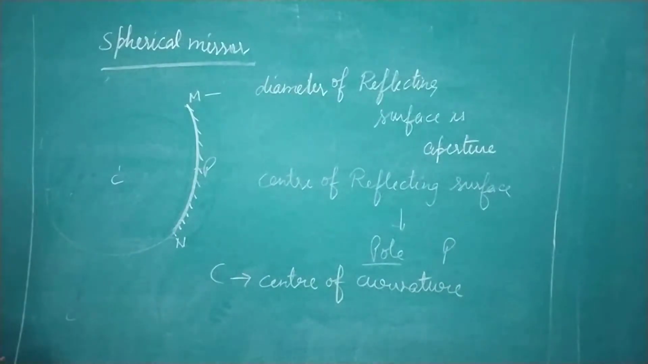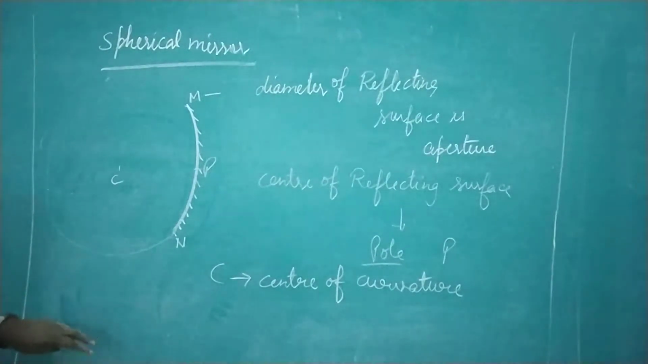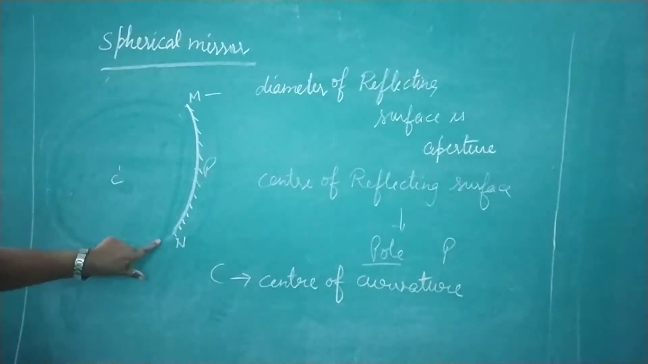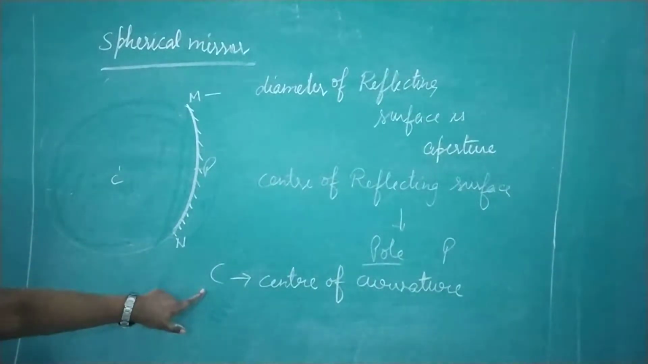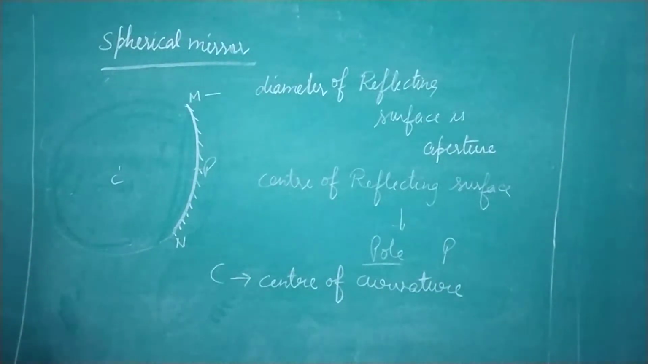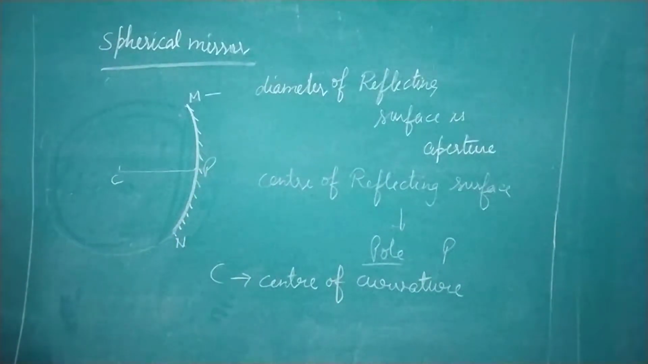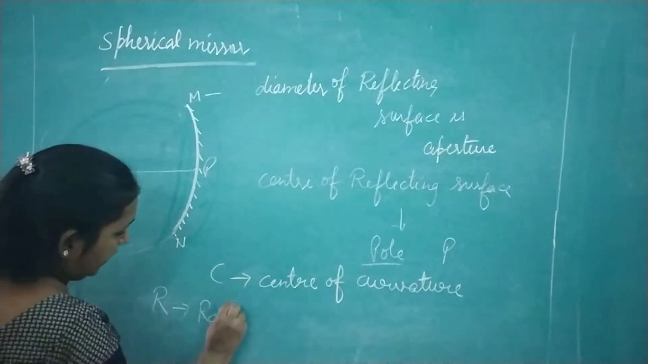What does it mean? Center of curvature means it is the center of the sphere, but not a part of the reflecting surface. It is a part of the sphere, but not a part of this reflecting surface, so we call it the center of curvature, denoted by capital C. Now the distance between the center and the P is known as R, the radius of curvature.